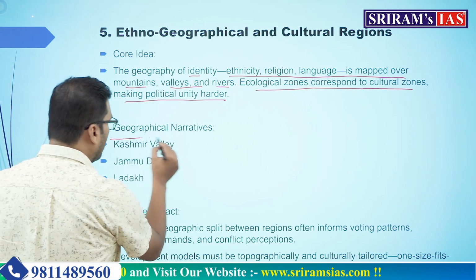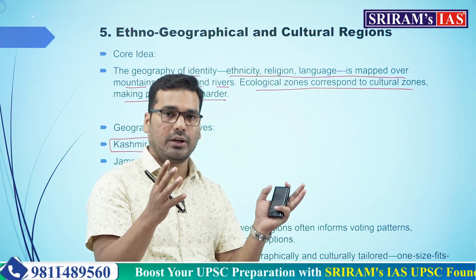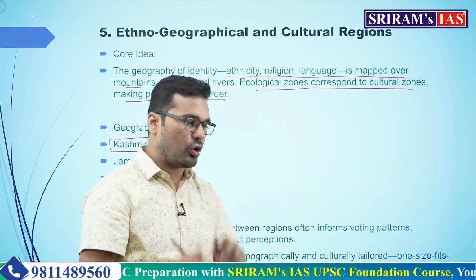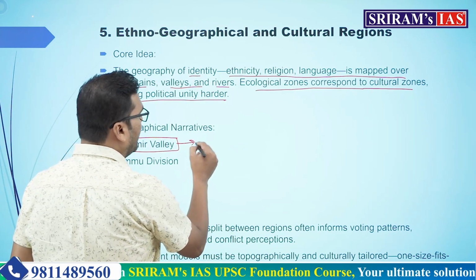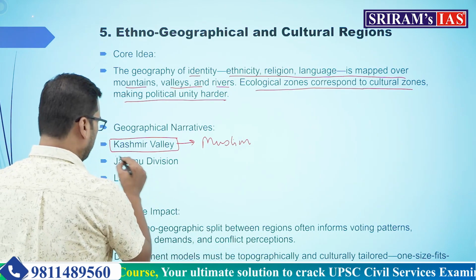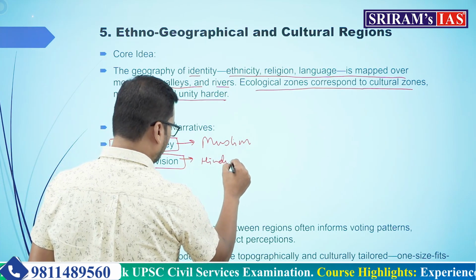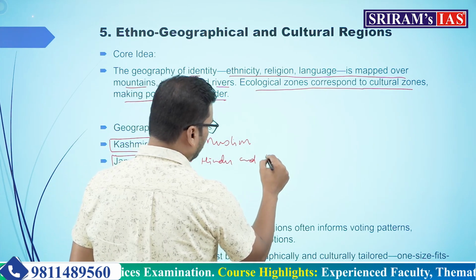Say, in the Kashmir Valley, I'm not talking about the historical perspective of it, what is present today, I'm just talking about that. It is dominated by Muslim people. The Jammu division is probably dominated by Hindus and, say, Dogras.